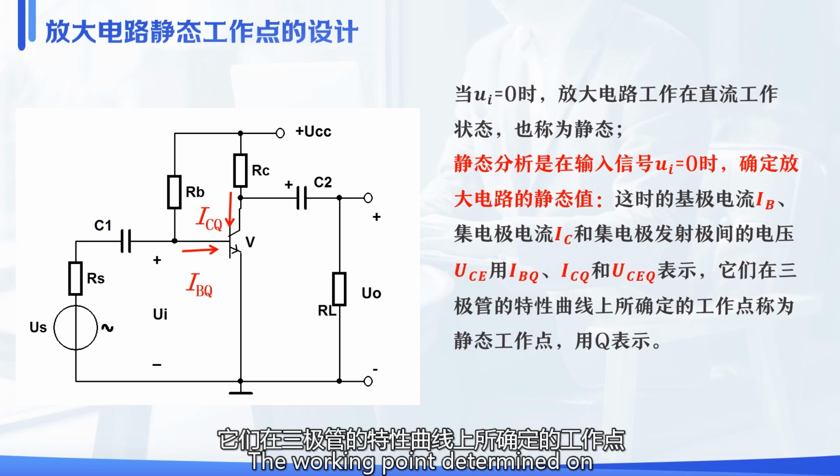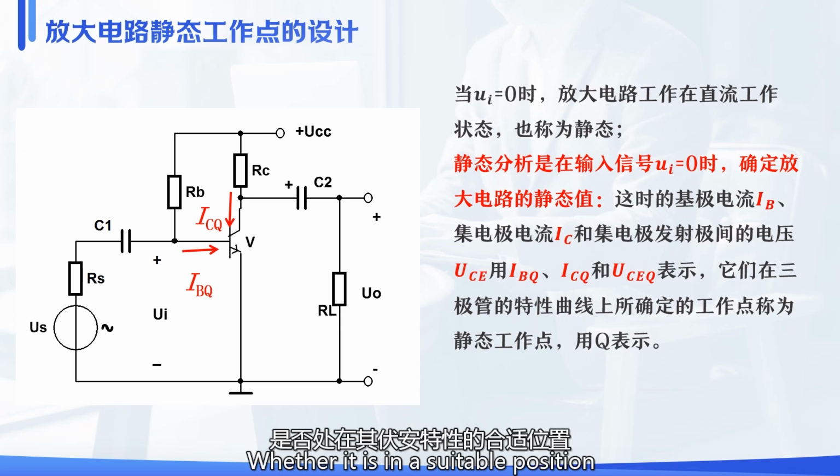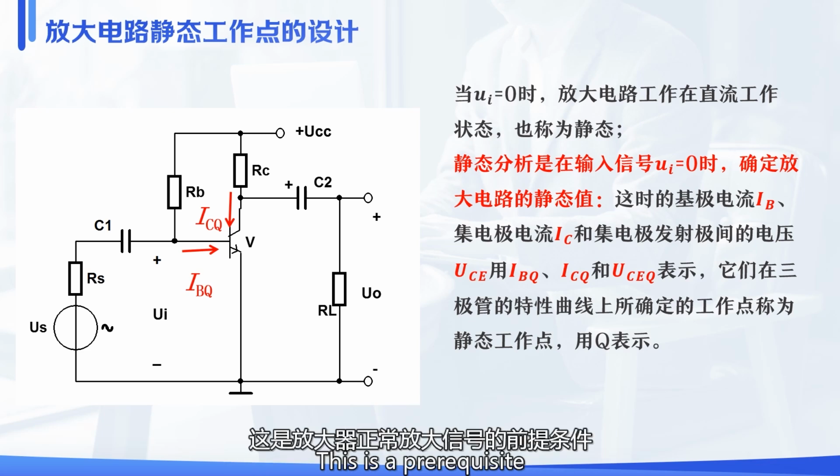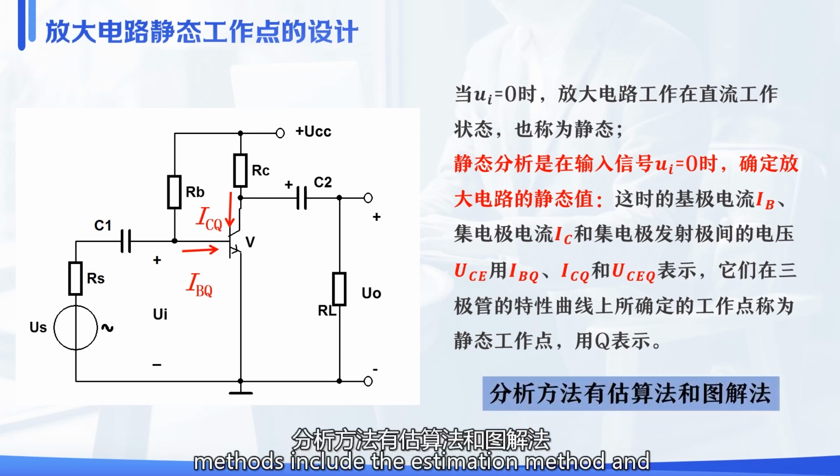The working point determined on the characteristic curve of the transistor is called the static working point, represented by Q. Whether the Q point of the transistor is in a suitable position on its volt-ampere characteristic curve is a prerequisite for the amplifier to normally amplify the signal. Analysis methods include the estimation method and the graphical method.